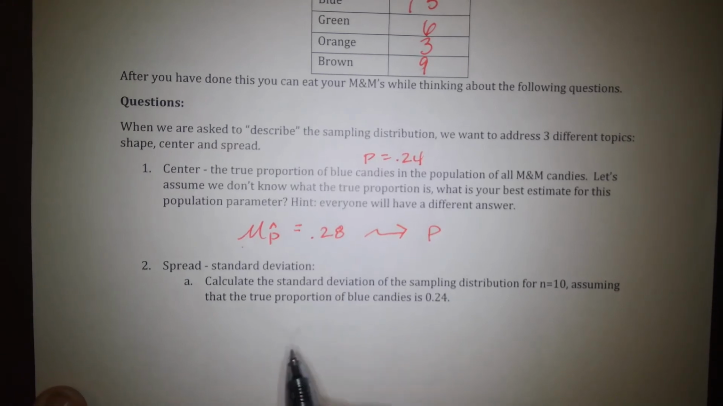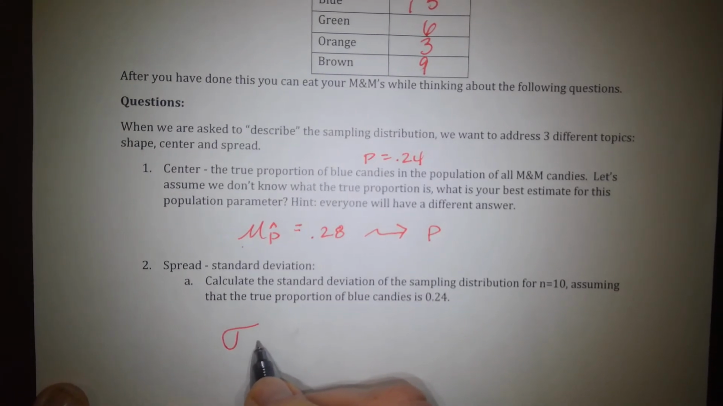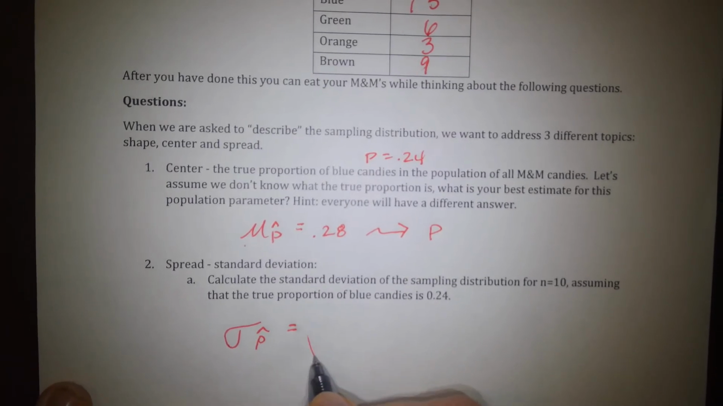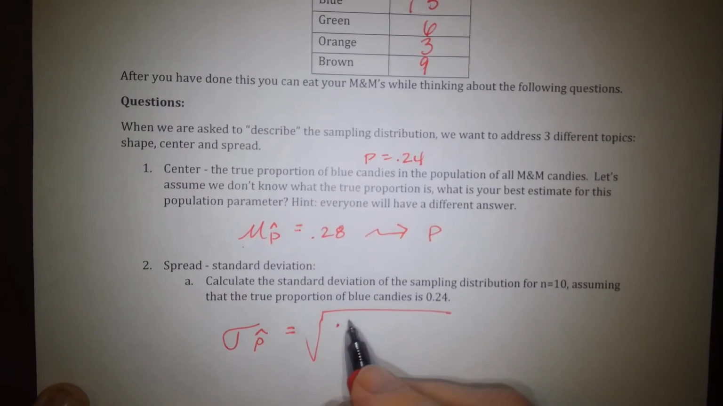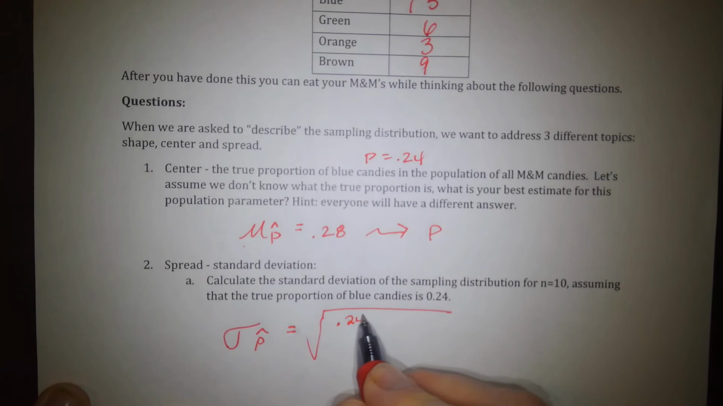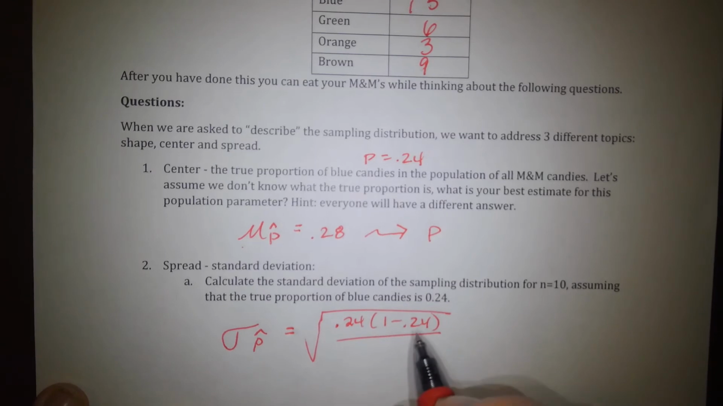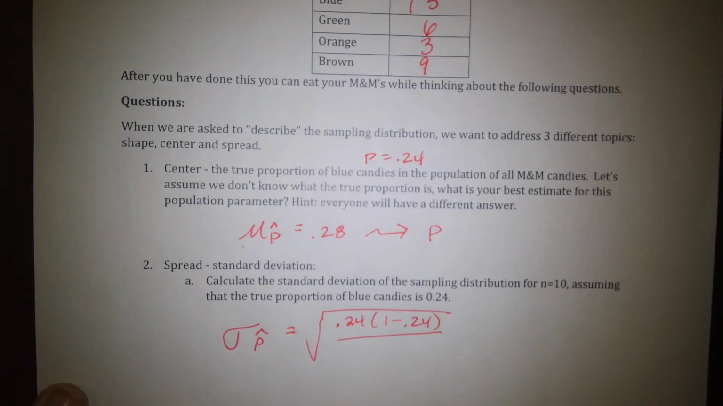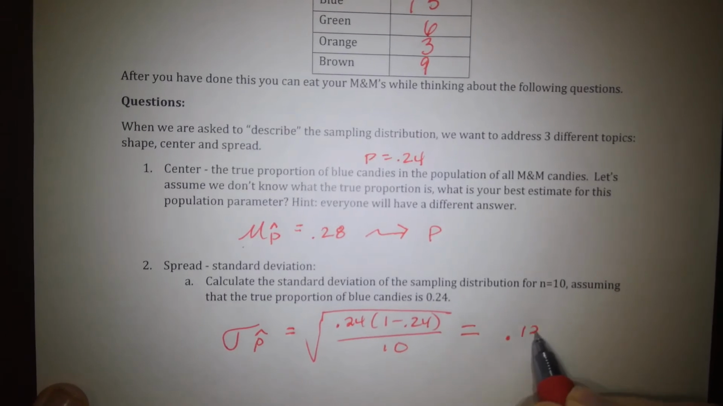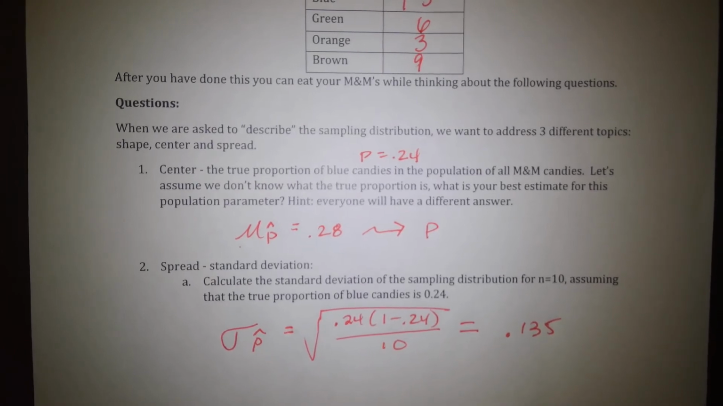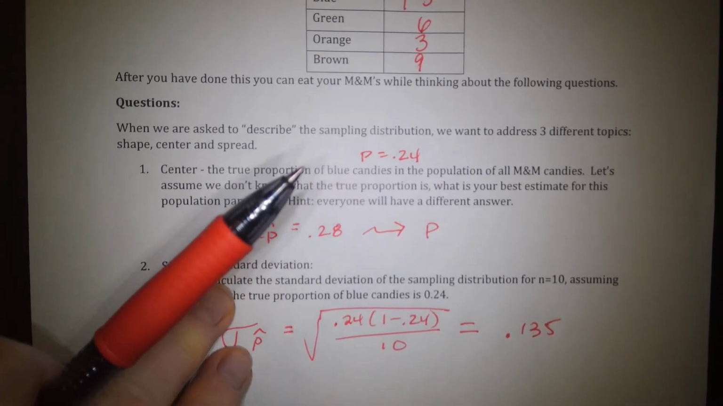The spread is going to be the standard deviation. The standard deviation of p hat is going to be the square root of p, in this case 0.24, times 1 minus p divided by n. In this case, we're going to use 10. It told us to use n as 10 for this first example. Clearly we have more than that, but we're going to use the sample size of 10 for this first example. Okay, so finally onto the last page.